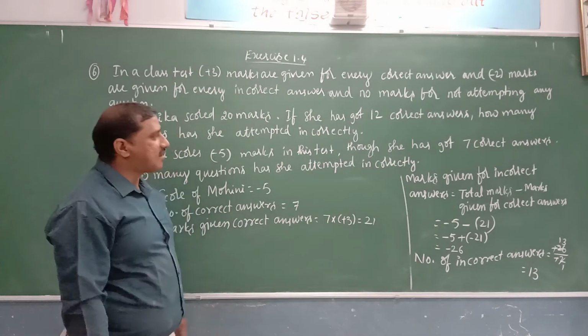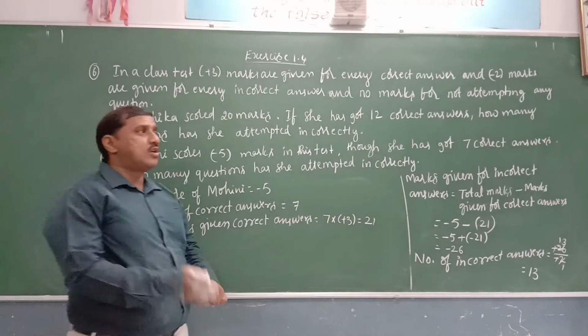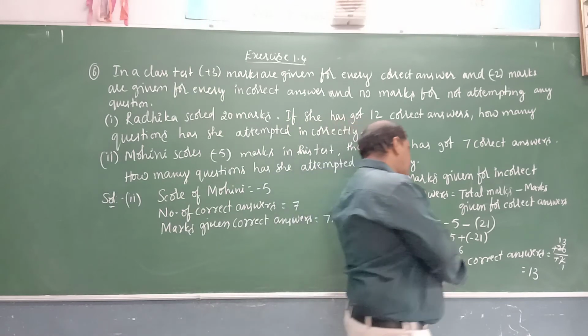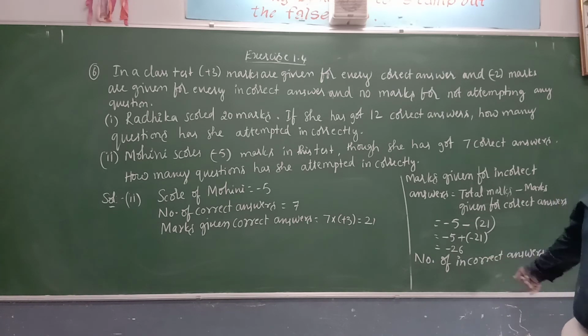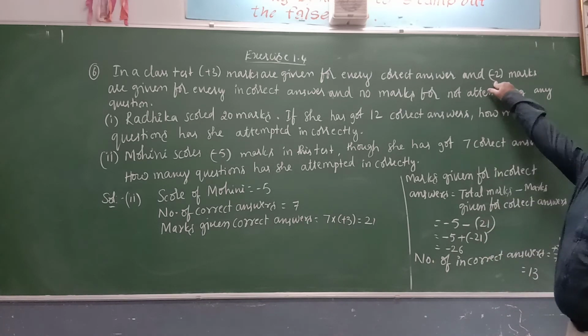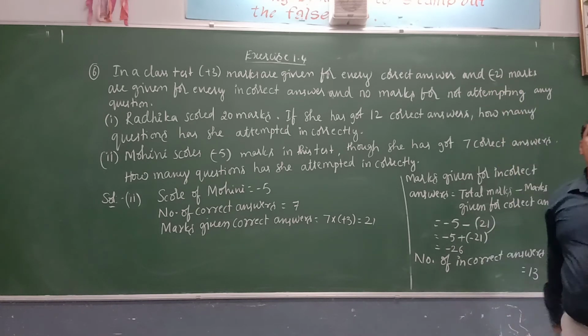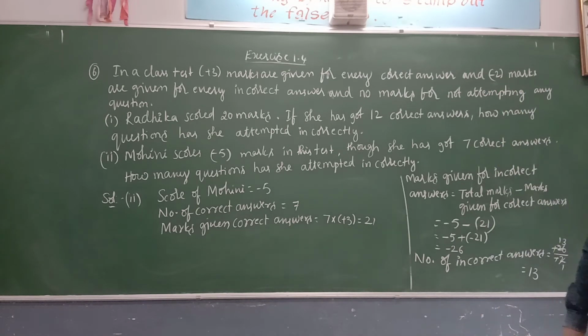That is Mohini. So to find the number of incorrect answers, first we should know the marks given for incorrect answers. That we need to find. Then we divide with the marks given for each incorrect answer, minus 2. We get the number of questions she attempted incorrectly or wrongly. Is it clear, children? Understood? Yes.